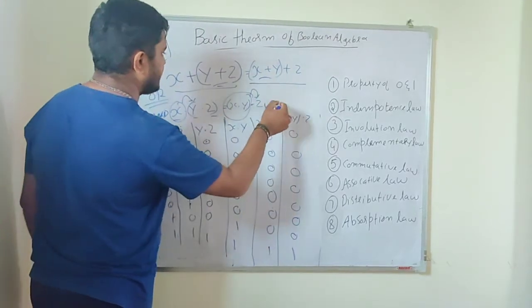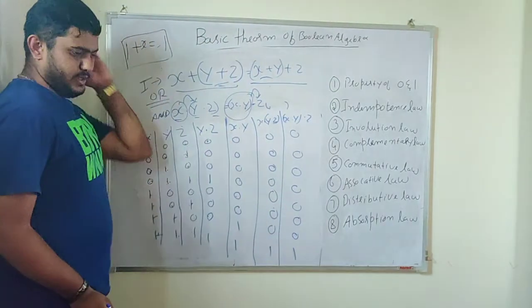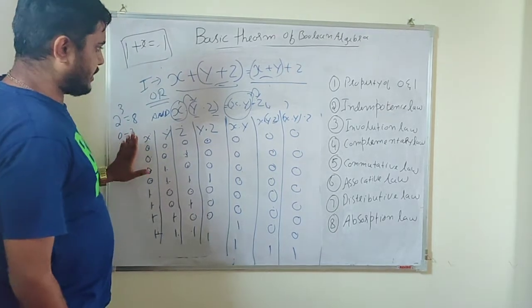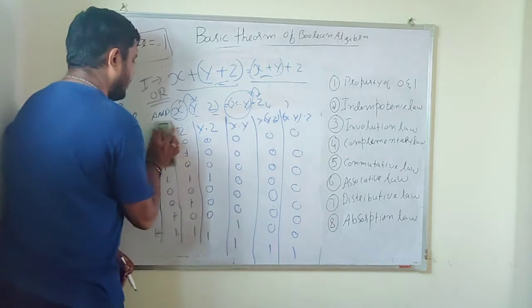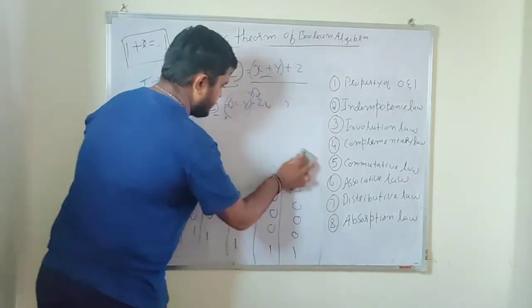So here the 6th and 7th columns get satisfied. So this is how you are going to prove that using a truth table. So let us now see how the logical gate looks like. So logical gate.